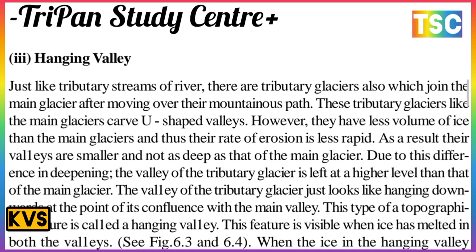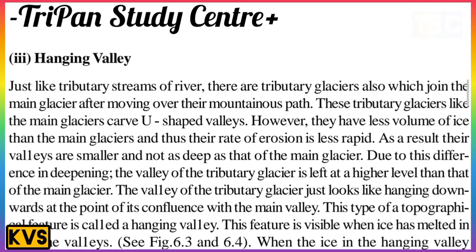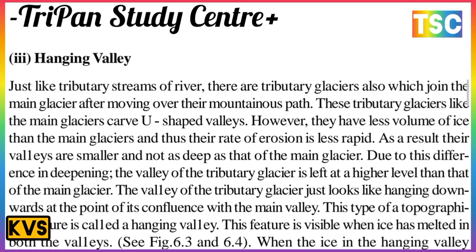The next is the hanging valley. Just like a tributary stream of a river, there are tributary glaciers, which join the main glacier after moving over their mountainous path. These tributary glaciers, like the main glacier, carve U-shaped valleys. However, they have less volume of ice than the main glacier, so the rate of erosion is slower. As a result, their valleys are smaller and not as deep as that of the main glacier.